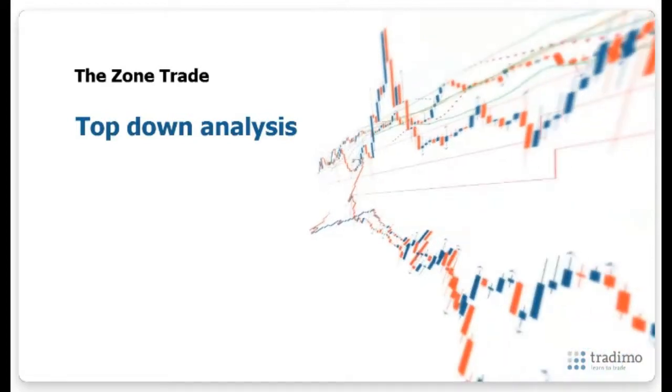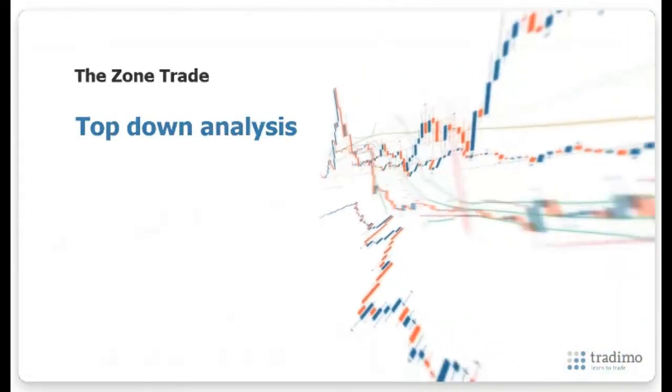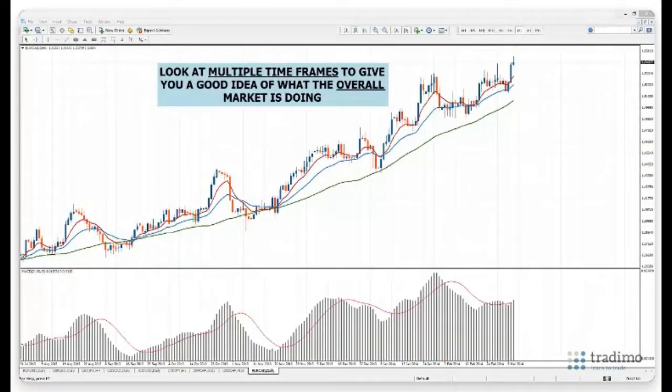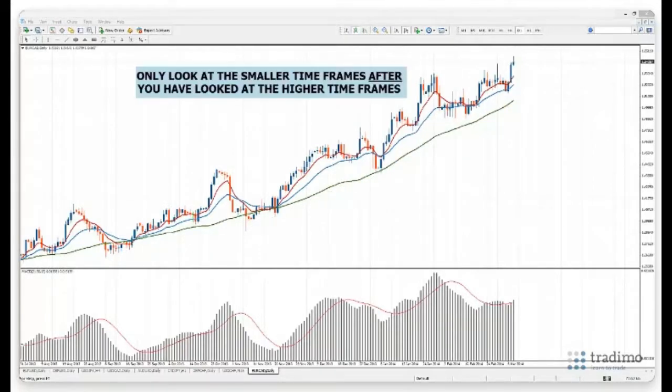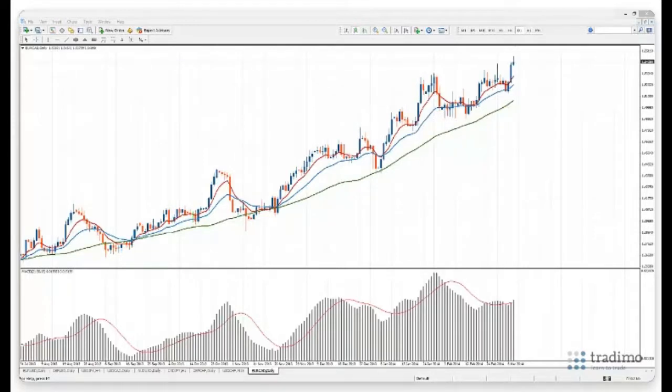In this video, we will look at top-down analysis. This is where we look at multiple time frames to get a good picture of what the overall market is doing. It is always a good idea to start with the higher time frames, looking at things like trend direction, momentum, support and resistance levels, and trend lines, before moving to the smaller time frames. Doing this will alert us to any potential dangers and help us avoid poor trade setups.